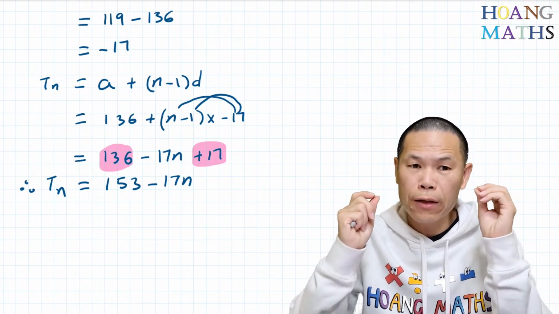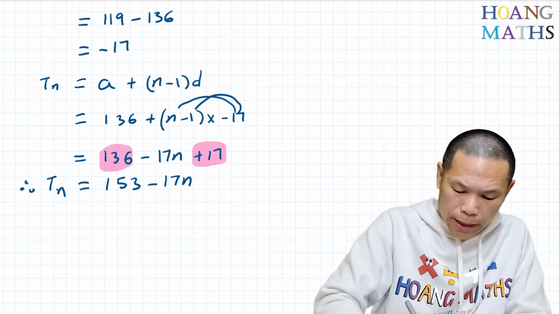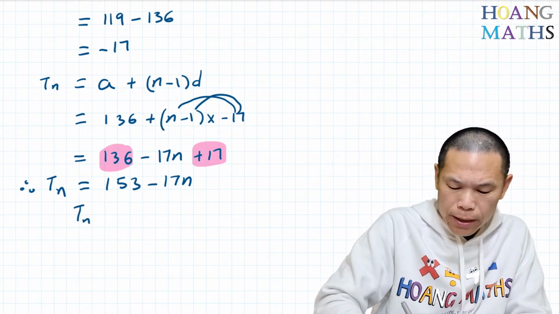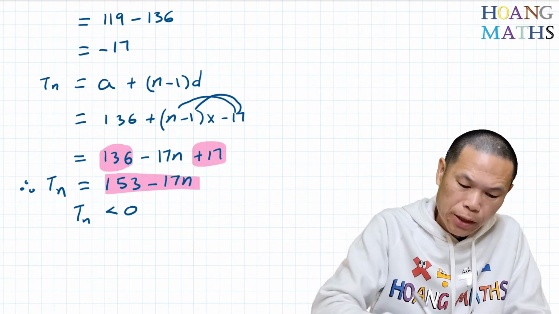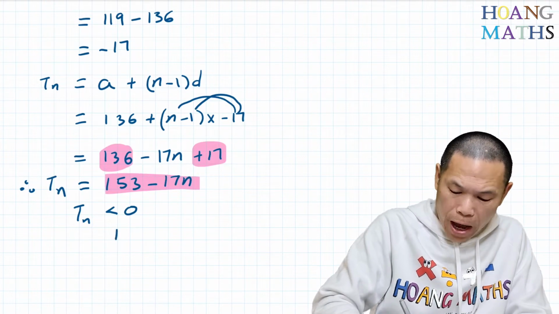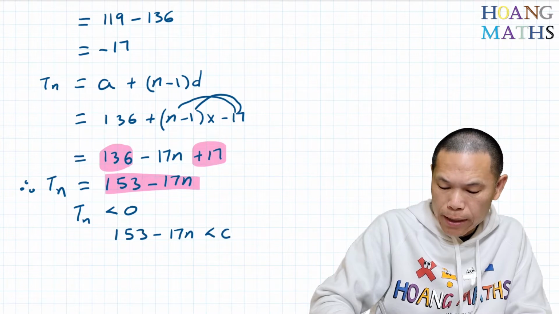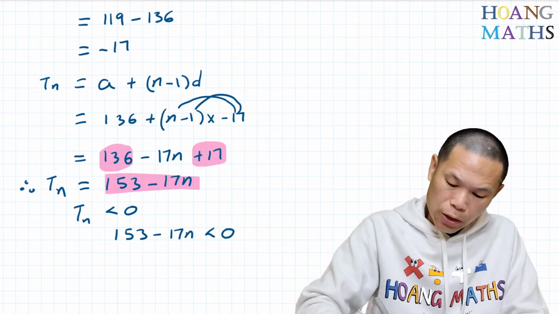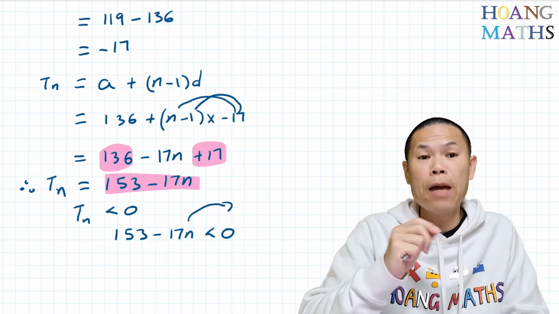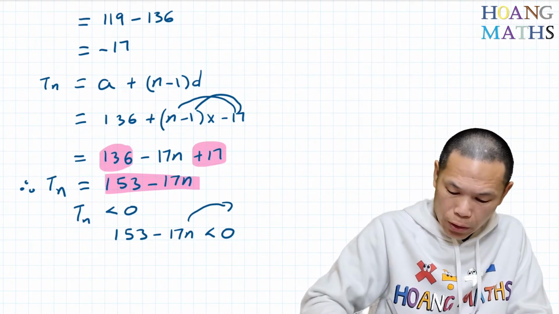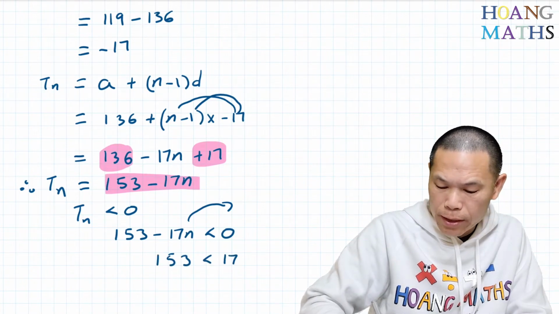Now we need to find the first term that is negative. First of all, we let T of n be less than 0. So this means 153 minus 17n is less than 0. To solve this, I move negative 17n to this side and it becomes positive. So 153 is less than 17n.